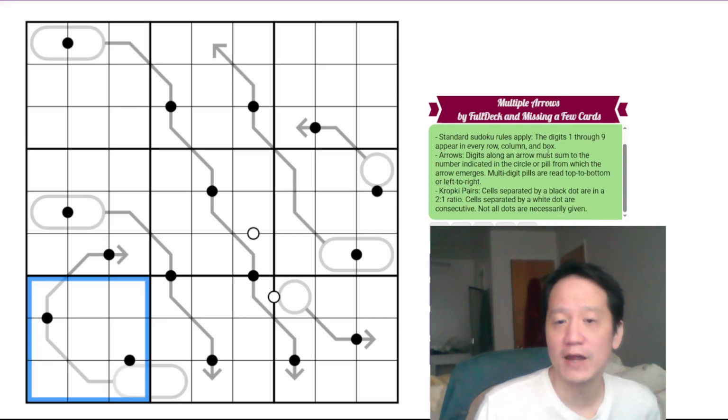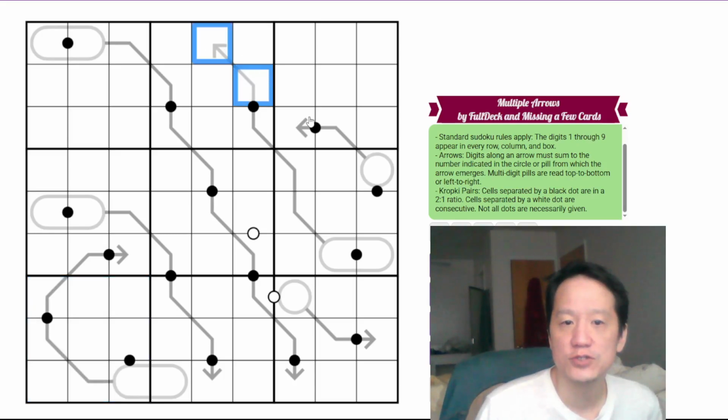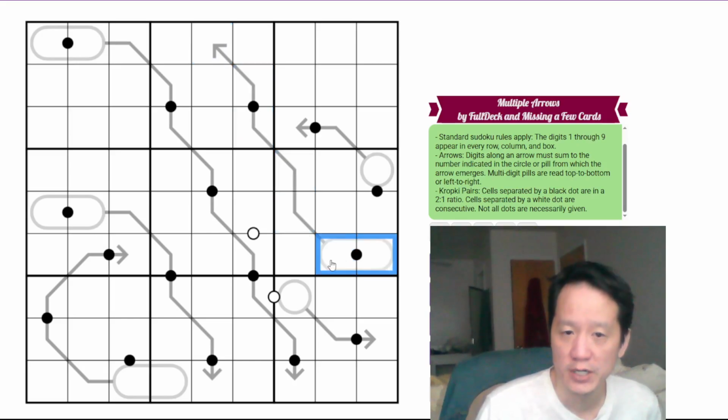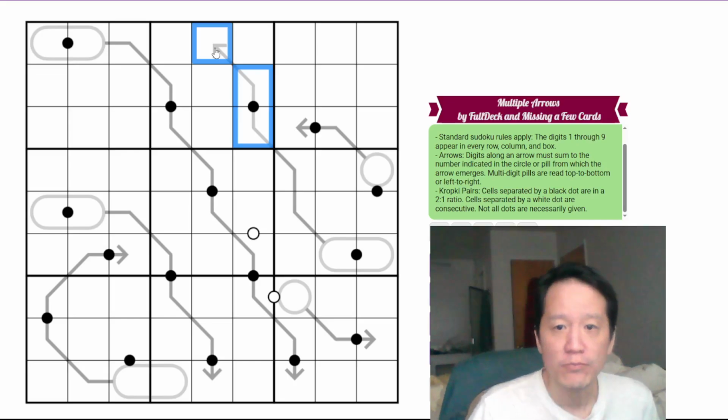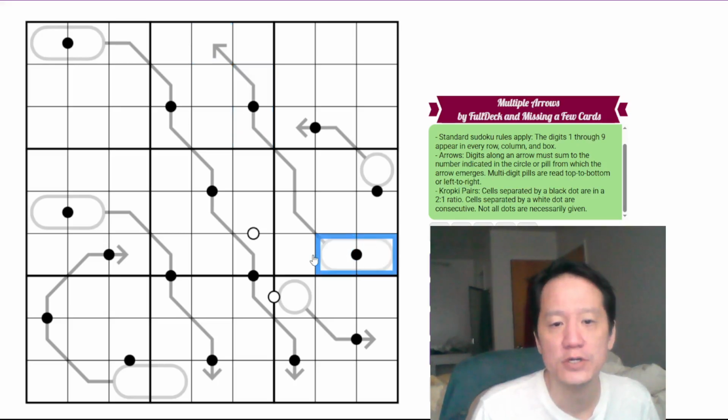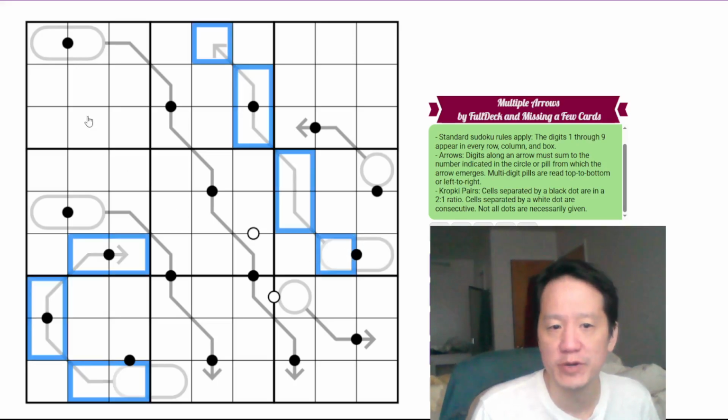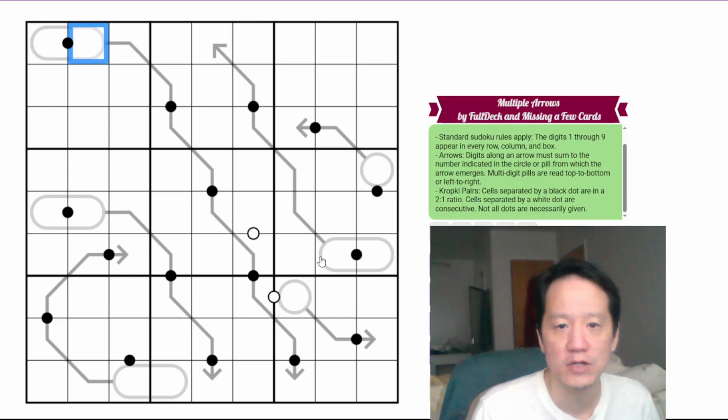We also have arrows, where digits along an arrow must sum to the number indicated in the circle or pill from which the arrow emerges. So this sums to the pill, which is from where the arrow is emerging. Multi-digit pills are read from top to bottom, which we don't have any, or left to right.